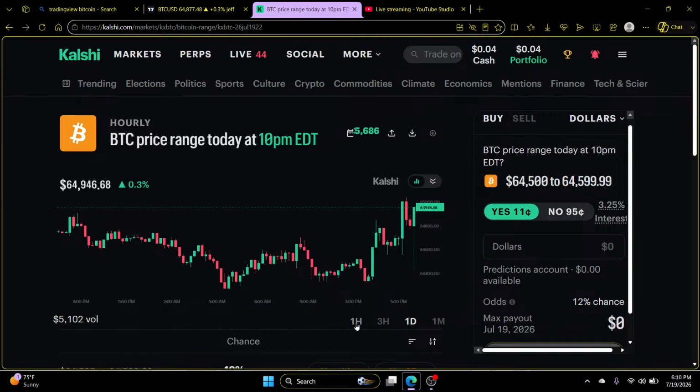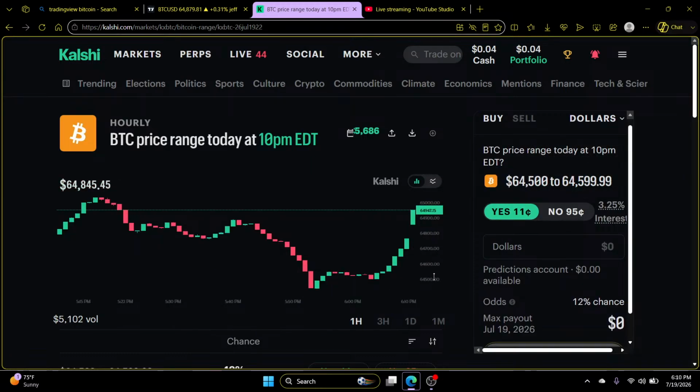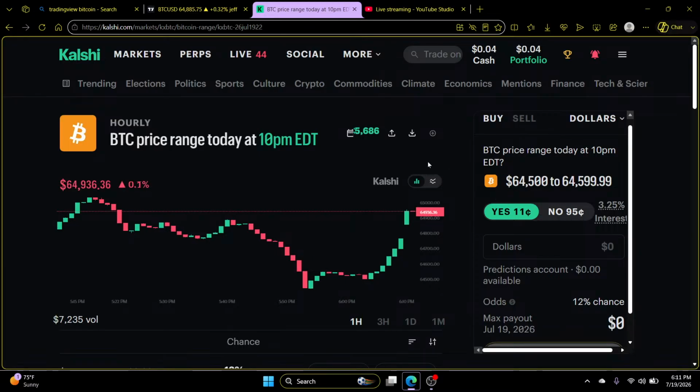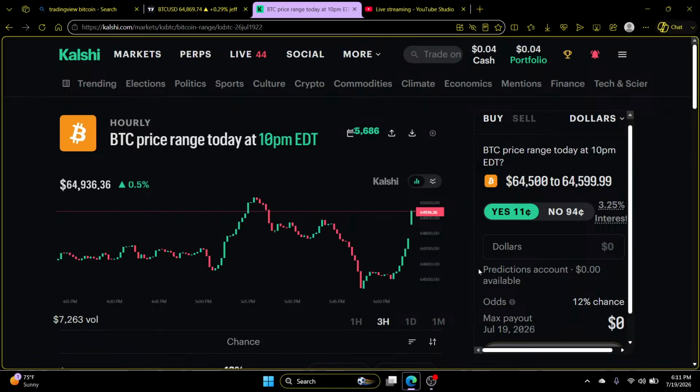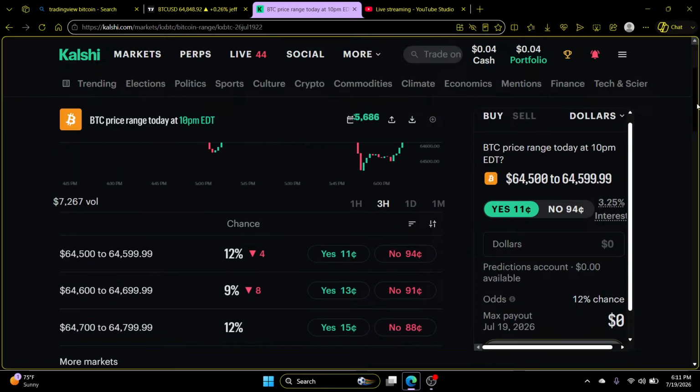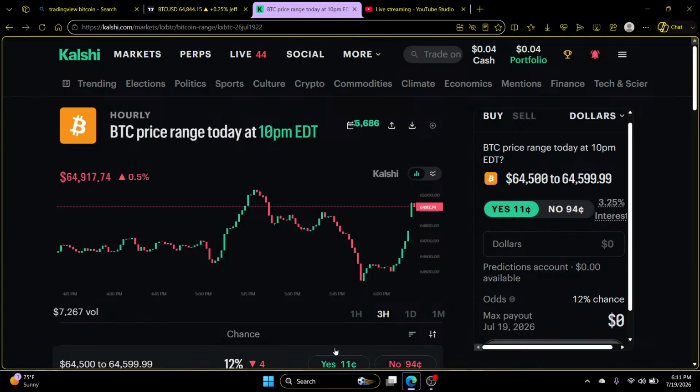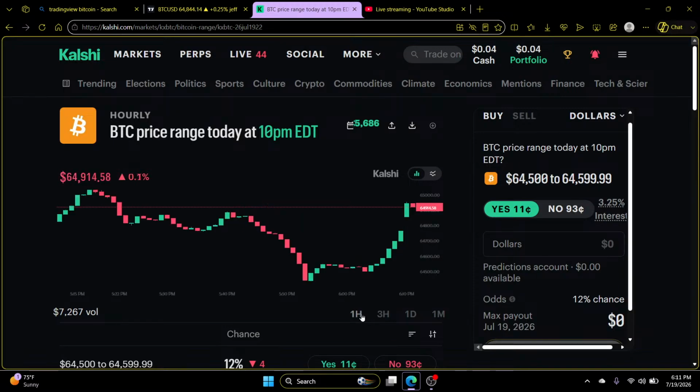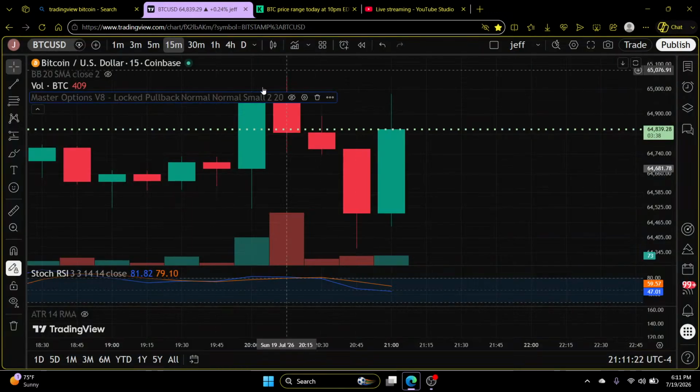So the last hour, it's been between 64,500 and 64,900. In the last 3 hours, it's been between about the same thing, 64,500 and 65,000, whatever. So we're trying to see where it's going to be in the next hour. So we're at 40 minutes.